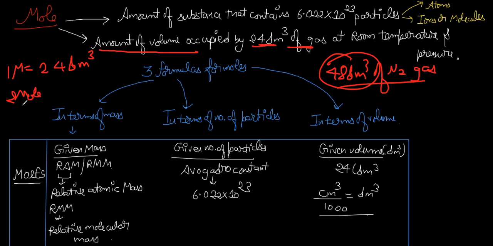2 moles. It's basic. Now, if you do not want to use this method, you can directly go with the formula which says that moles is equal to given volume by 24 dm cube. Given volume is 48 dm cube. You divide both of them, you will get 2 moles. This is one way to solve these kinds of questions.